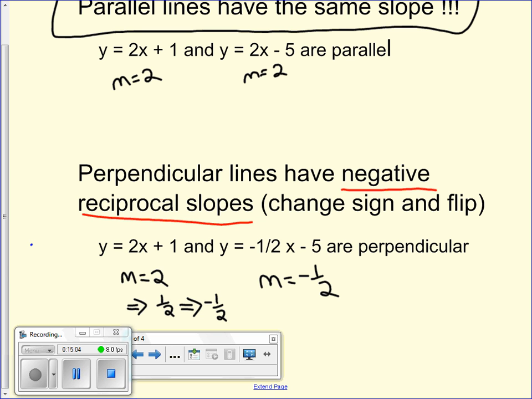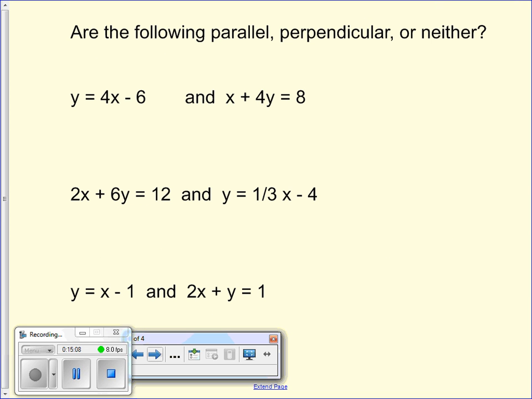Okay, so let's look at some examples. This is like what you'll see on the homework. They'll give you two lines, and they might ask you, are the lines parallel, perpendicular, or neither? What you need to do is identify the slope of each. Here I've got y equals 4x minus 6. Elijah, help us out here. What's the slope of the first line? 4. And Elijah, what would I do to get the slope of the second line?